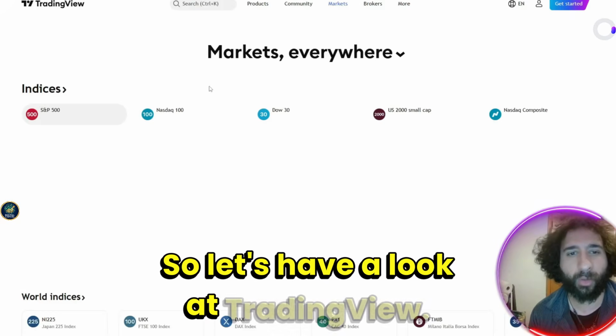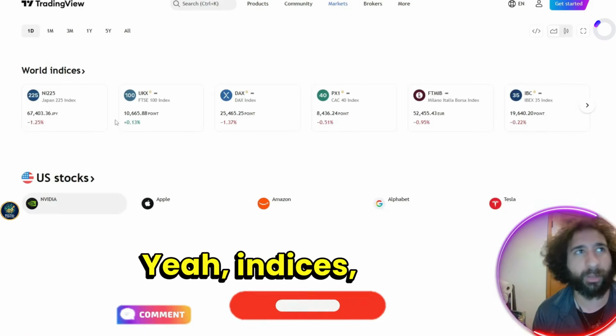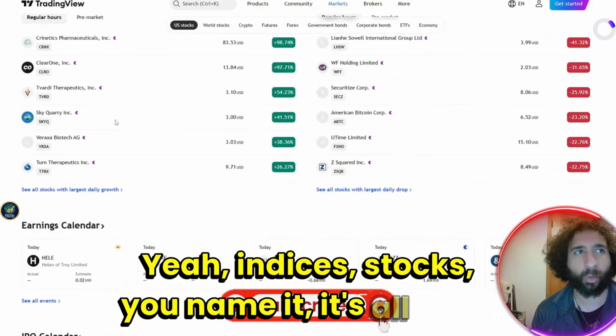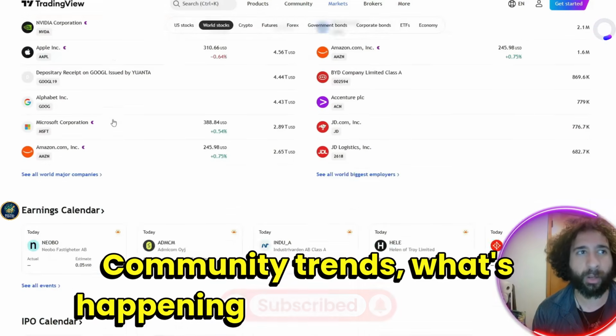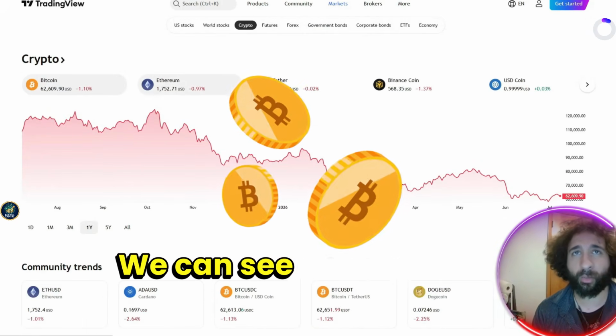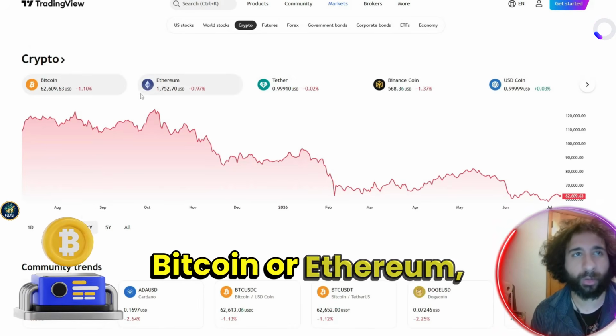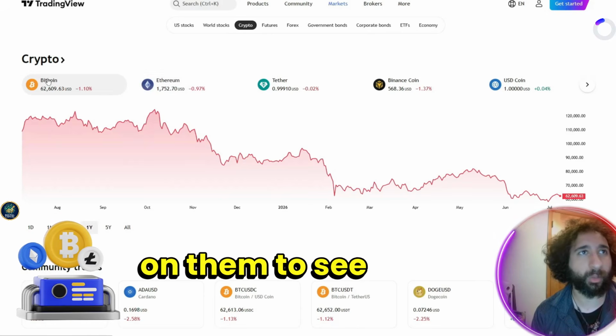So, let's have a look at TradingView. You can see that it's got information from all over the world. Indices, stocks, you name it, it's all here. Community trends, what's happening with commodities, and of course, everyone's favorite, Bitcoin. We can see what's going on in the crypto market, so we can check out popular ones like Bitcoin or Ethereum, and we can also click on them to see what's happening with them.